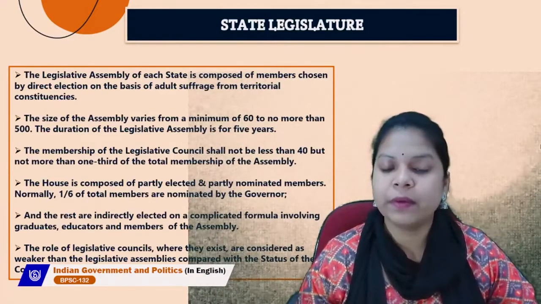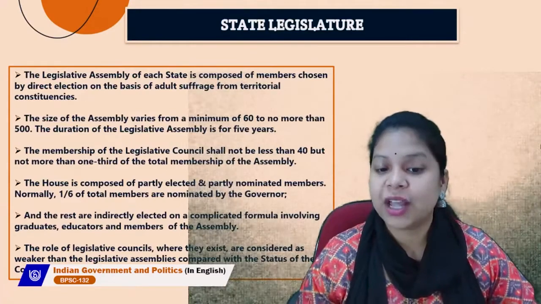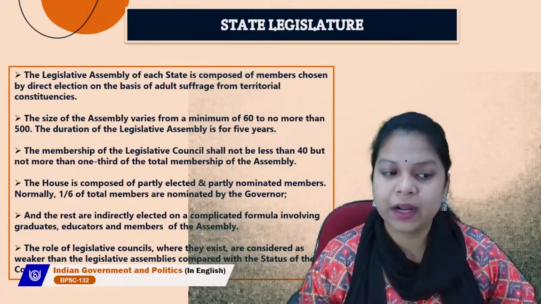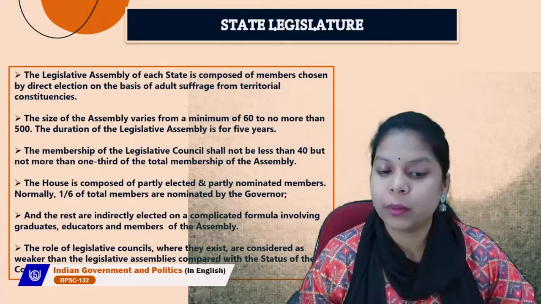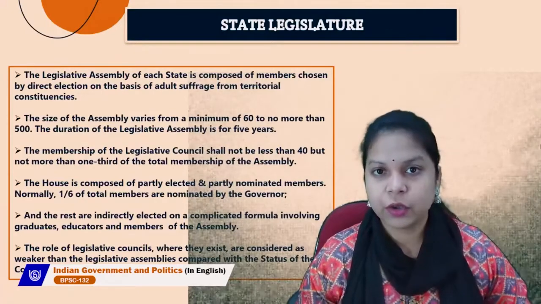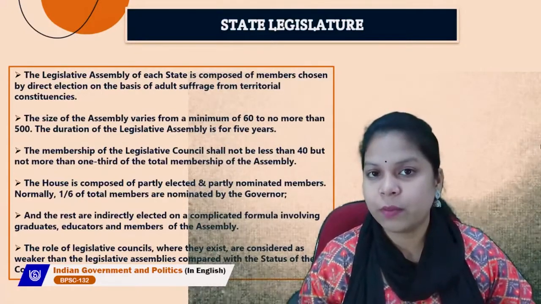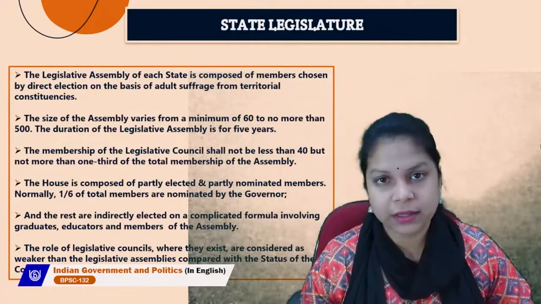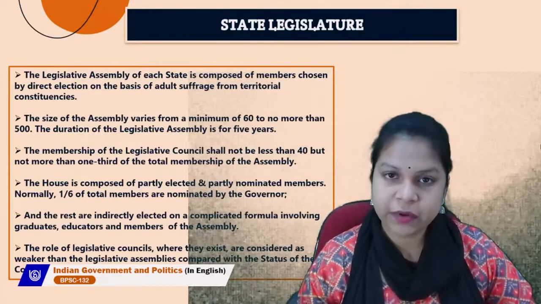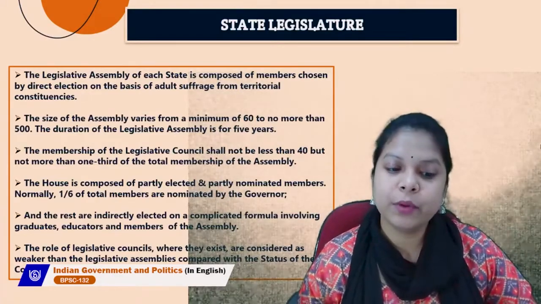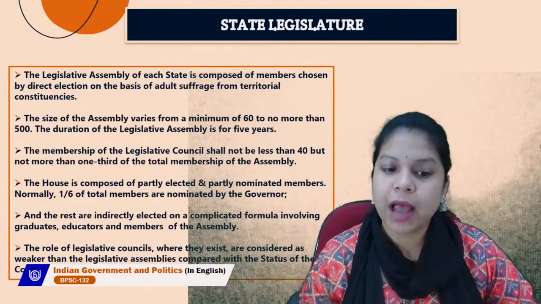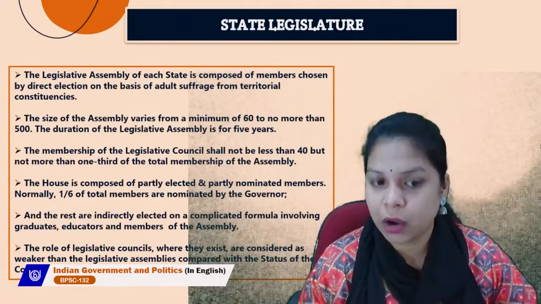The membership of the Legislative Council shall not be less than 40 but not more than one third of the total membership of the assembly. So, there is a difference between the membership of the Legislative Council and the Legislative Assembly. They vary from each other. Now we are talking about the Legislative Council.